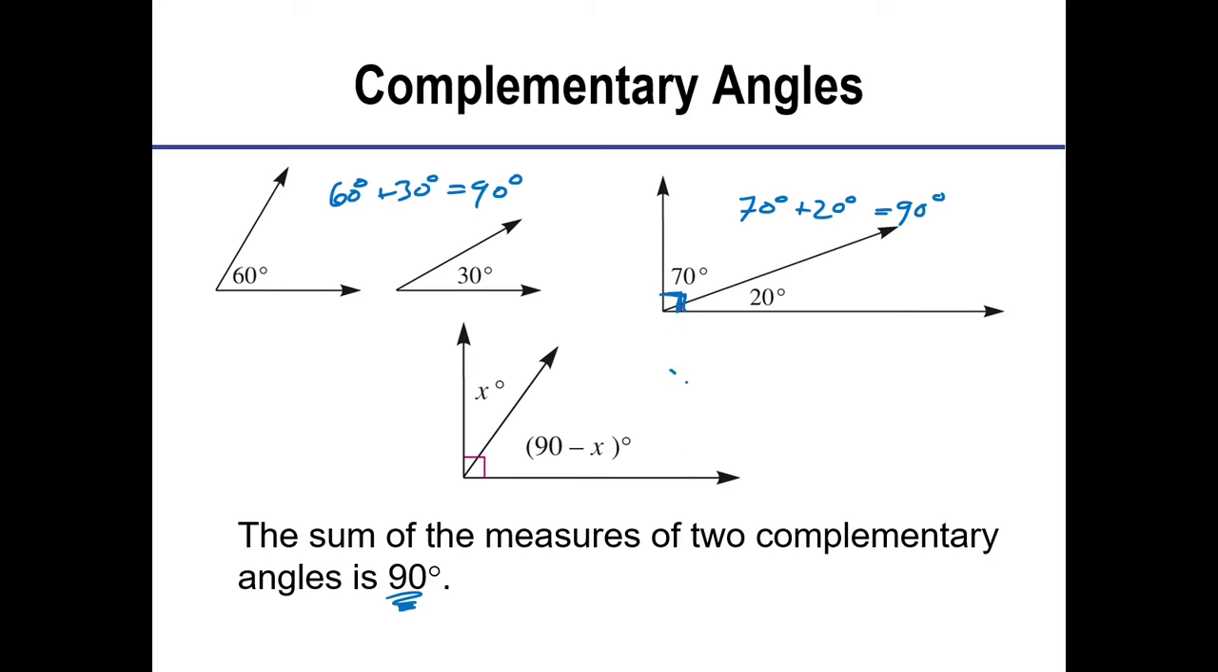In the last drawing, if I take x degrees plus 90 minus x degrees, the sum will still be 90 degrees. So x degrees and 90 minus x degrees are also complementary angles.